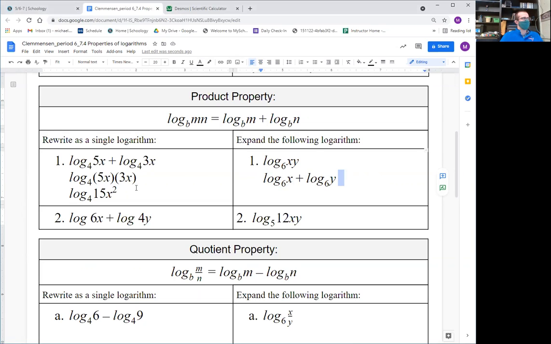Very simple. Again, if there's a plus sign in between them and I'm asked to combine them, I multiply the two pieces and then simplify a little bit. On the other hand, if there's just a multiplication and it's asking us to expand, I can take that xy right there and break it up into x on one, y on the other. Any questions before I set you loose to work on these two problems right here?